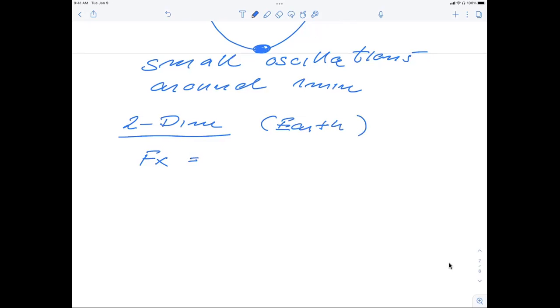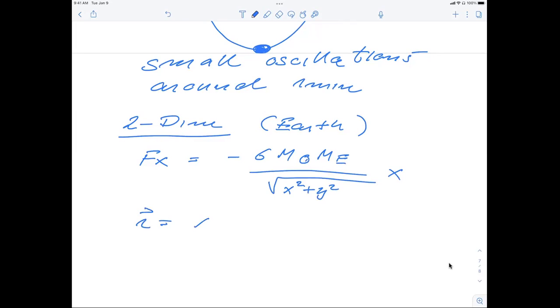What we had is that f of x is given by minus G times m_sun times m_Earth, divided by, if we're now dealing with 2 dimensions, x squared plus y squared, and then multiplied with x. Remember again that r in this case is simply x times i plus y times the unit vector in the y direction.